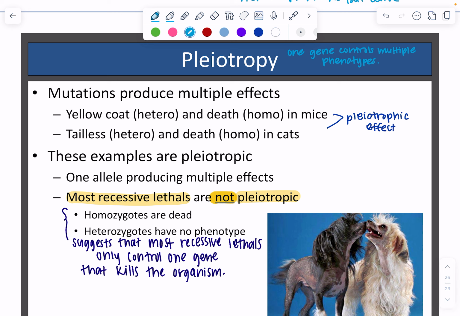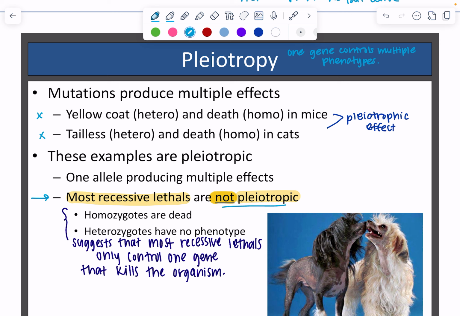Okay, pleiotropy is when one gene controls multiple phenotypes. So we see this in both the yellow mice and the tailless Manx cats, but most recessive lethals are not pleiotropic. So most lethal recessives just control one gene, is what he's trying to say in this point here.